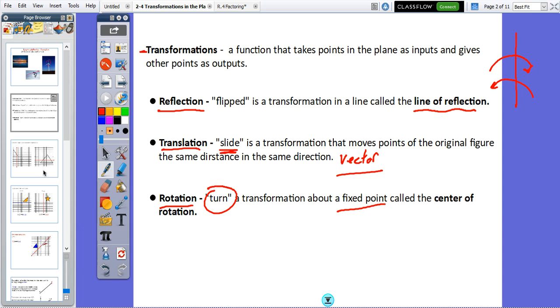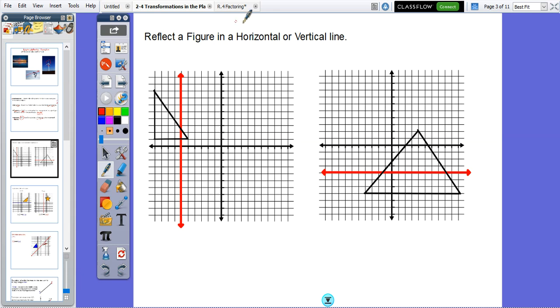Let's start with reflections. With a reflection, you're going to be given lines. So for example, here we just have a random horizontal line and a random vertical line. You're going to be reflecting over those values. So for example, here we got a capital A, point B, and point C. And we're going to reflect over this line right here. So that means all the values on the right will go over to the left.